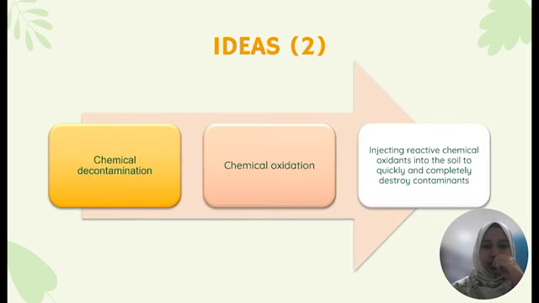For the ideas, there are various ways to remedy the contaminated soil. However, first things first, chemical oxidation is the main focus of chemical decontamination techniques, which involve injecting reactive chemical oxidants into the soil to quickly and completely destroy contaminants. The in situ chemical oxidation (ISCO) is a flexible method, especially for removing pollutants from hard-to-reach places like deep soils or soils under structures.